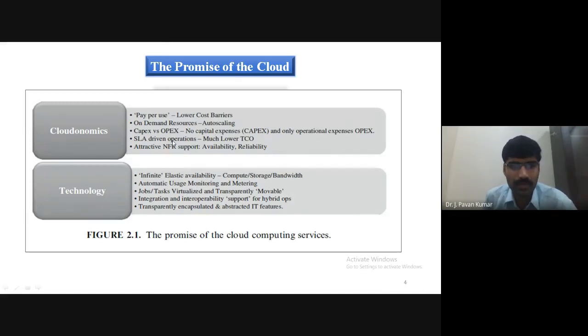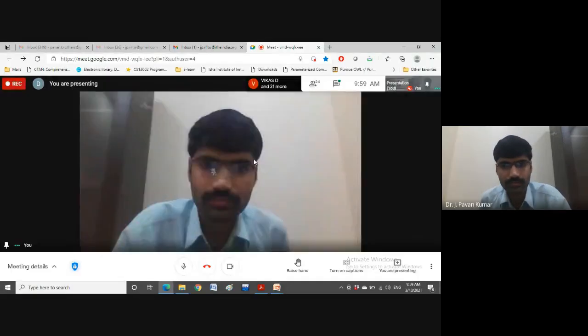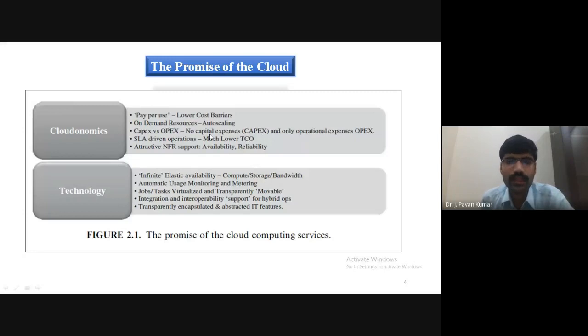Next, what about the operational costs? There should not be any capital investments. No capital expenses here. Why? Because we need not establish all the things. Whatever infrastructure already exists, that only will be used. Only operational expenses we have to bear. Next, SLA driven operations. It's like much lower TCO, total cost of ownership. That TCO should be less. These are all related to cloudonomics.